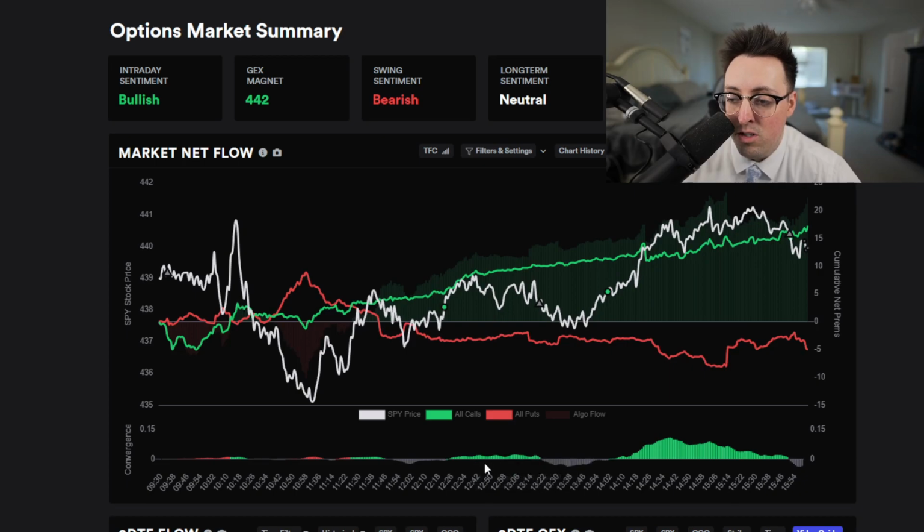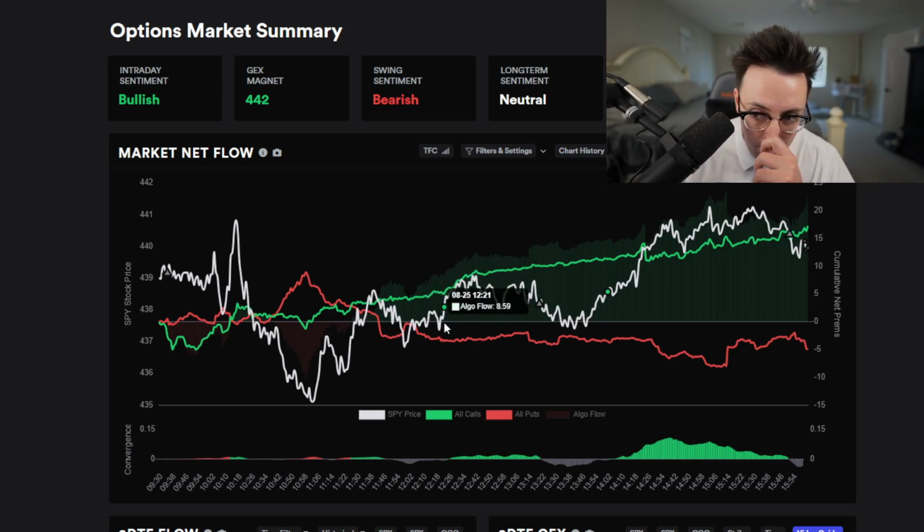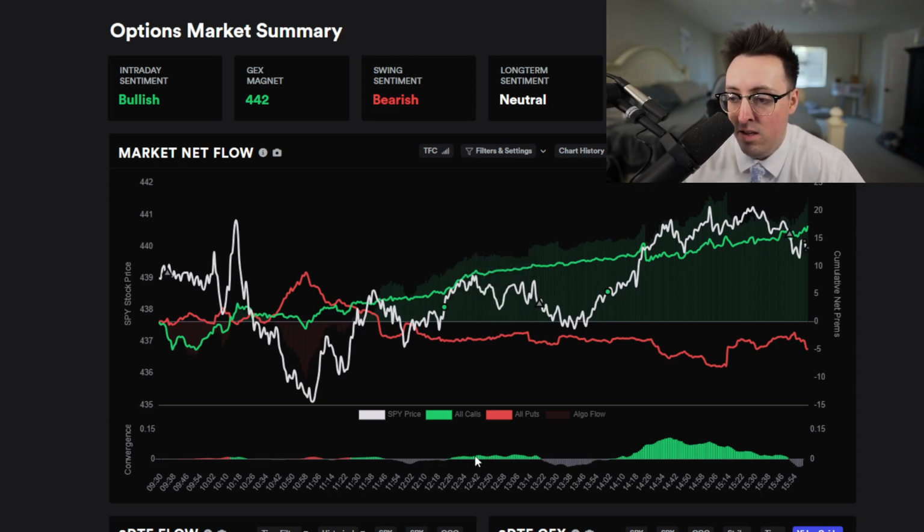And what the convergence does is it shows you the strength of price action relative to flow. So if price is going up and we're in a trend and there's a lot of volume into SPY, which is what we compare market net flow to, the S&P 500 index ETF, you can see that the green bars indicate bullish momentum, and red ones, if it was bearish, would be bearish momentum.